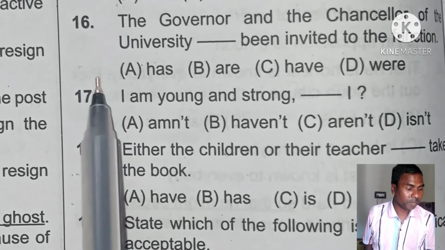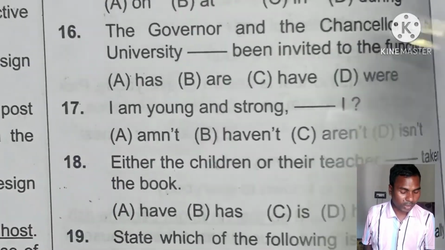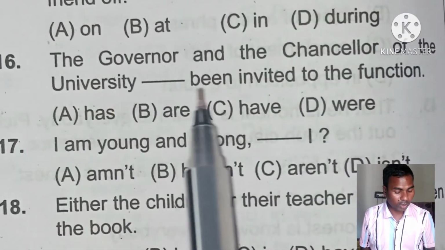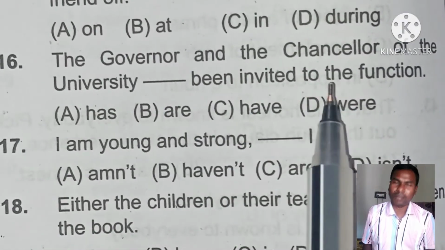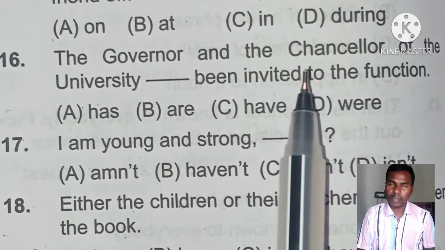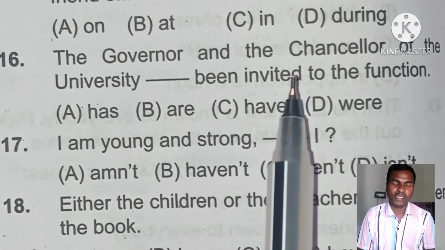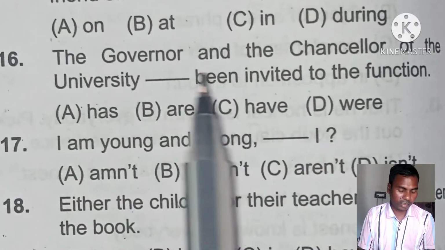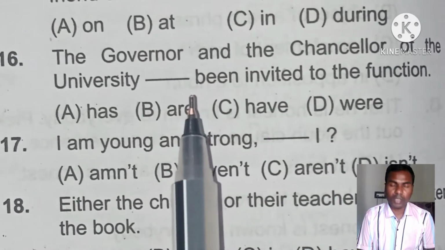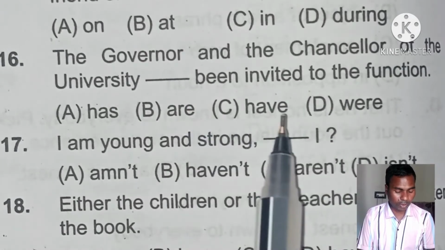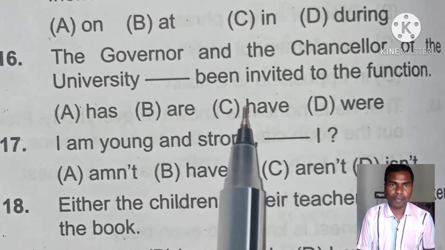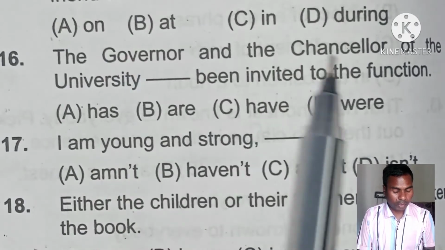Number 16. This is your number 16. The governor and the chancellor of the university has been invited to the function. This question perhaps came in the summative one. The governor and chancellor of the university adhere to the authority or dignity of two positions. Therefore, you have to write what? Plural. Governor and chancellor.